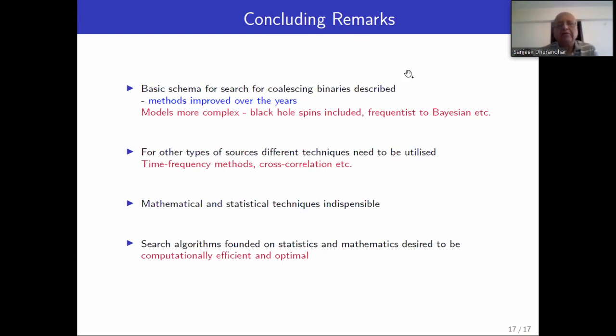But in this talk, I wanted to address the question of match filtering because this was the method which was applied. We have had detections for black holes and neutron stars, and these are the only detections we have had so far. So I thought I will focus my talk more on what has been detected so far. But there are other types of sources and they will be detected in the future.